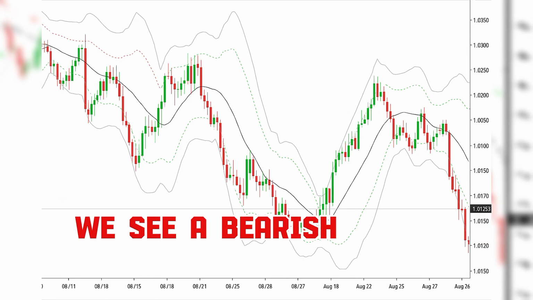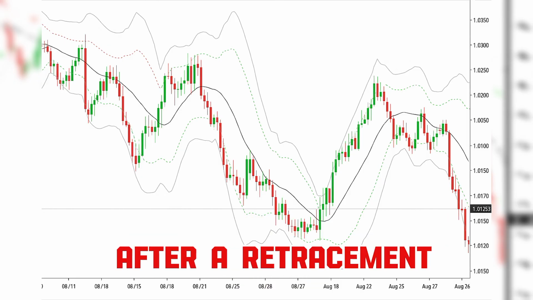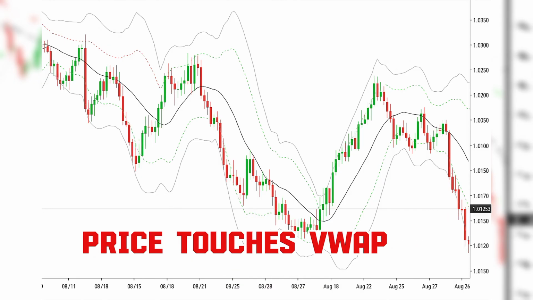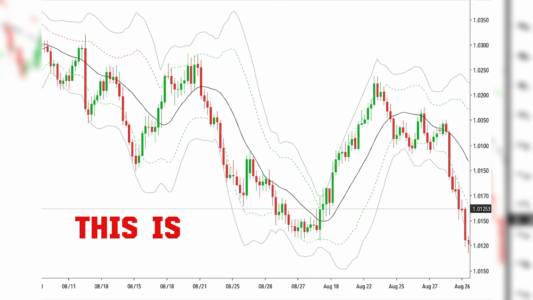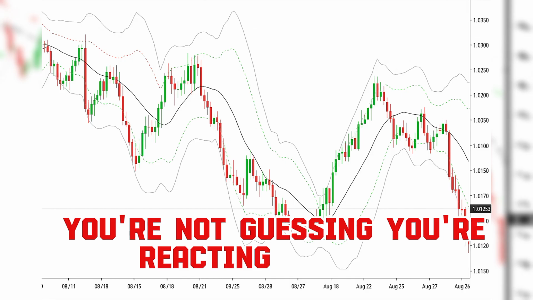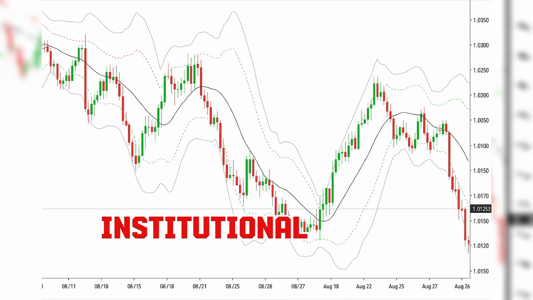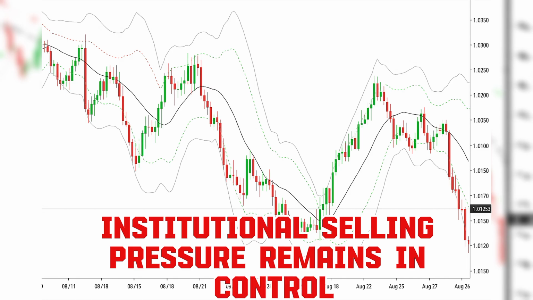Here we see a bearish market where VWAP serves as a ceiling. After a retracement, price touches VWAP but fails to break above. This is your cue to look for shorting opportunities. You're not guessing. You're reacting to VWAP rejection, which often signals that institutional selling pressure remains in control.